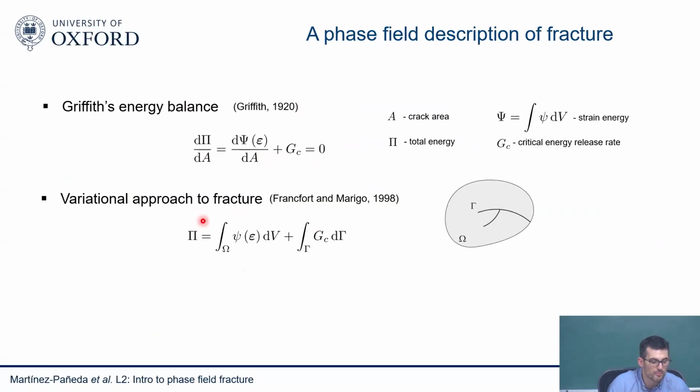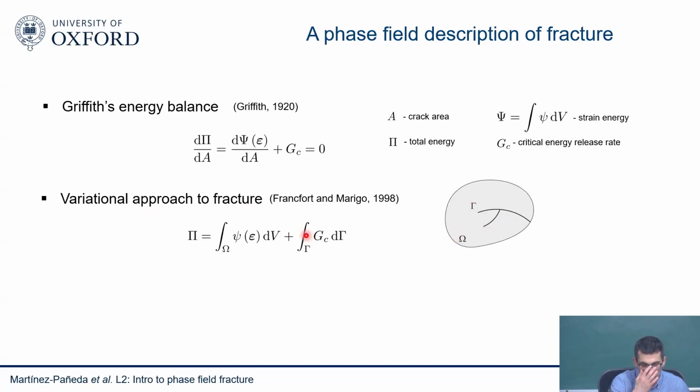And if you're able to minimize this functional, then you can predict the evolution of cracks as an exchange between fracture energy and strain energy, the energy stored in your material. So this is the same as what we've been discussing before, just written mathematically as a variational principle. But the challenge here is that in order to minimize this functional, you need to know where your crack is. And we don't really know where my crack is. This is my crack gamma. I don't really know where my crack is.